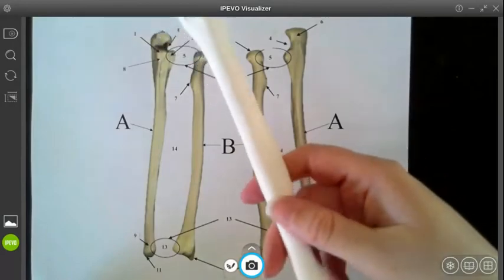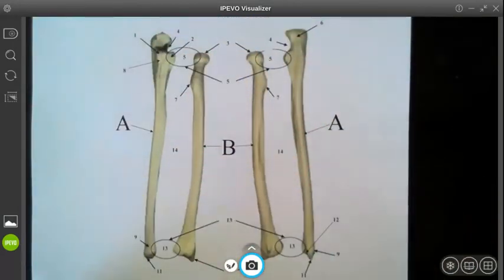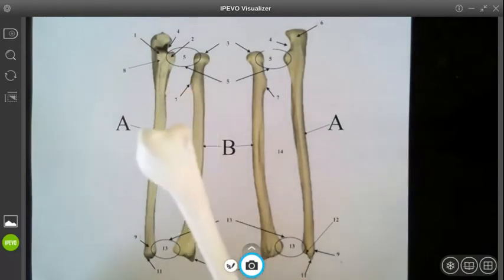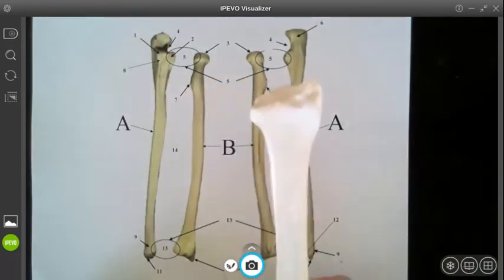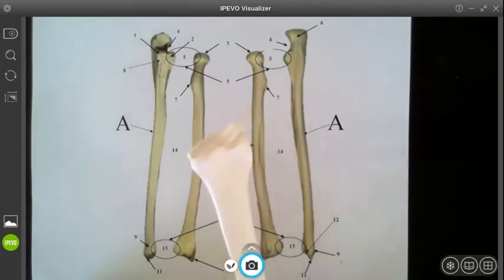And then B is the radius. This is the radius. It has a head on this end, and then the end of the radius. This is the one that's in your wrist, this side.